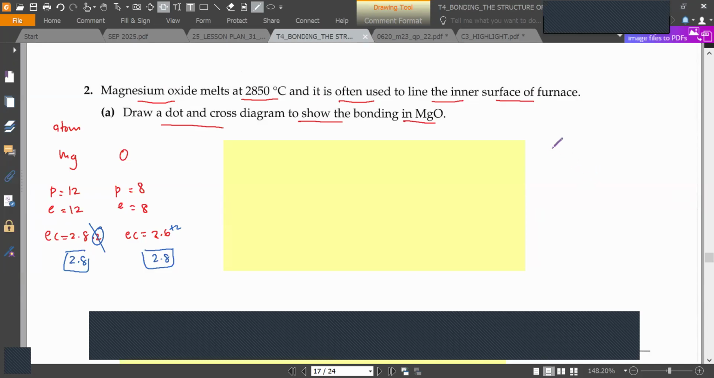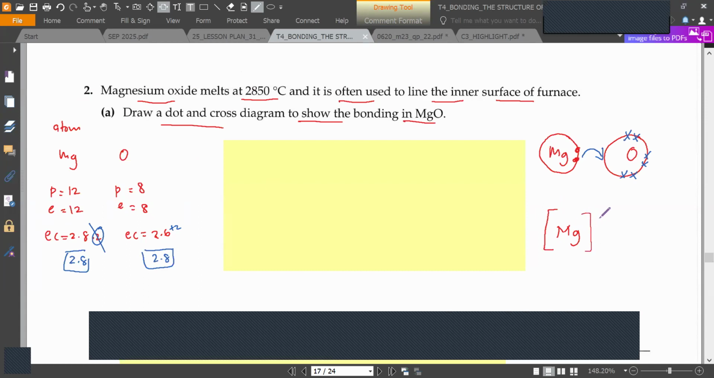Magnesium has 2 outer electrons, and oxygen has 6 outer electrons. Now the electrons from magnesium will go to oxygen. So magnesium loses 2 electrons, and the outer shell is empty, no more.